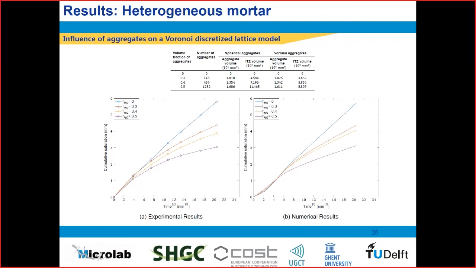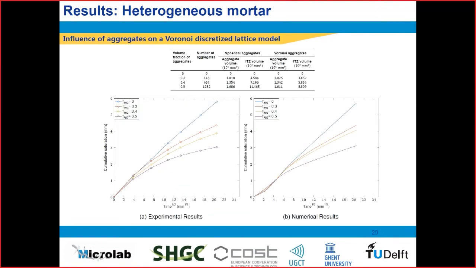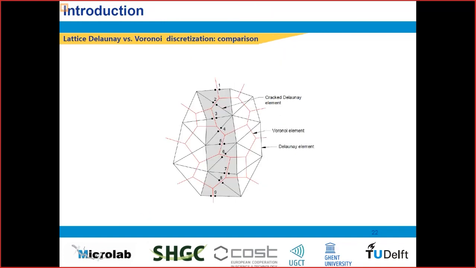So we can see the way that we implemented the model. We implemented the ITZ around the aggregates, and therefore applied a higher hydraulic diffusivity there, and then also saw how this influences the cumulative water absorption. And you can see that if the ITZ hydraulic diffusivity increases, of course this will increase the pace of this cumulative water penetration, but not as much as when you actually decrease the number of aggregates. So you can see the influence or the weight of each factor on these transport mechanisms.